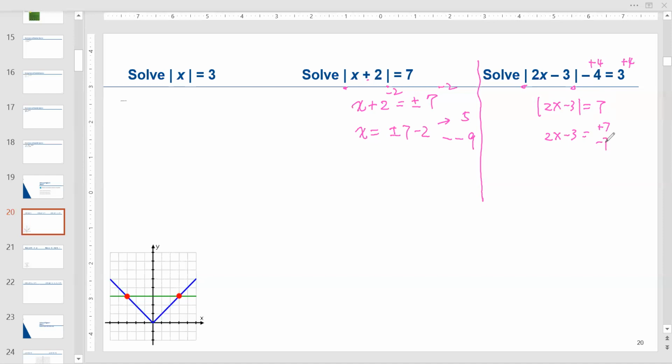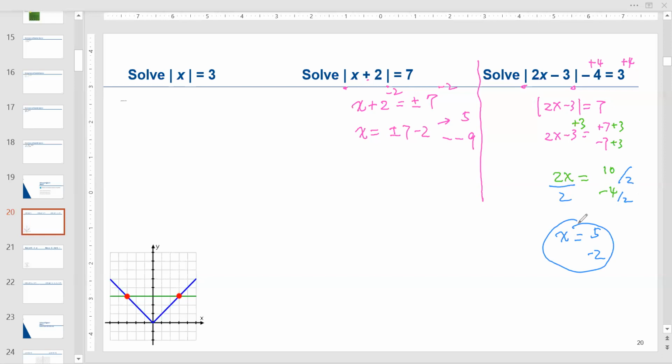So both sides plus 3, both sides plus 3. The left side equals 2x, and here 10 or negative 4. Both sides divide by 2. So x can be 5 or negative 2. Those are the two answers, right?